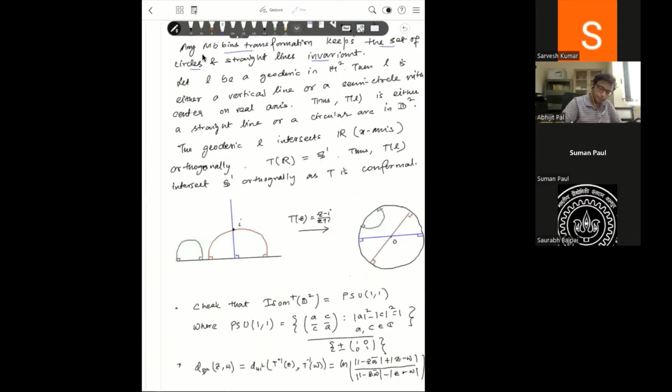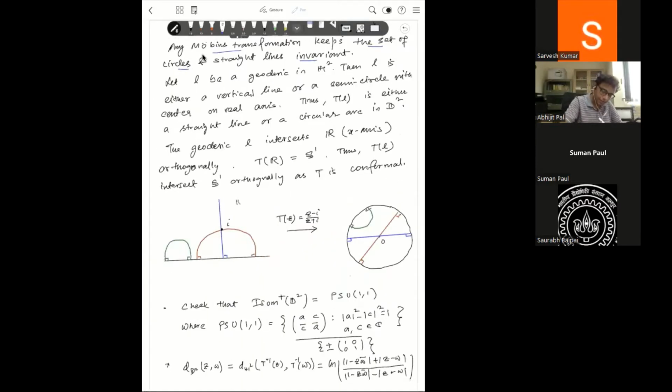Okay. So now we have this upper half plane and this Poincaré disk, and we know the geodesics of this upper half plane, right? Note that T of i is equal to 0. So this blue vertical line here will go to a diameter. So this proves that this is a geodesic.